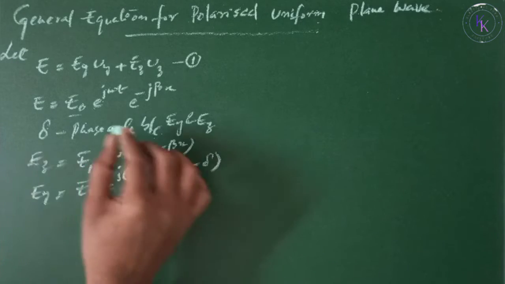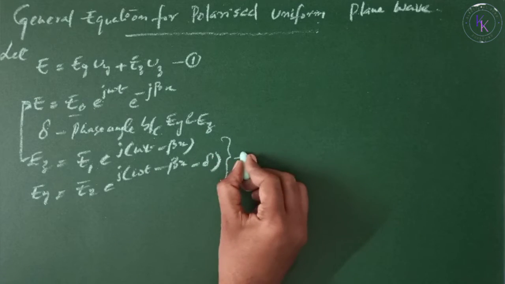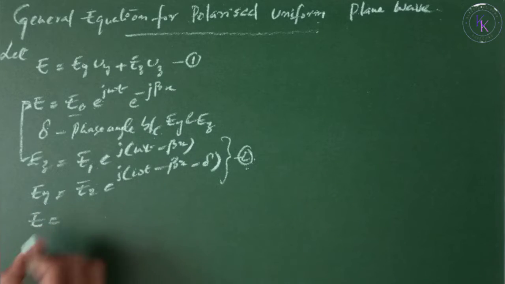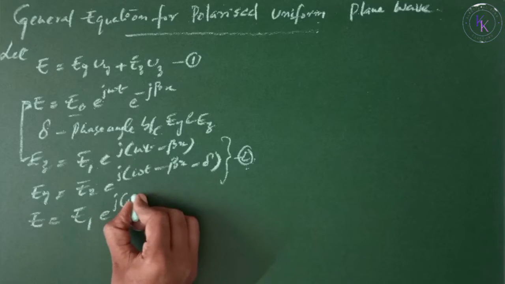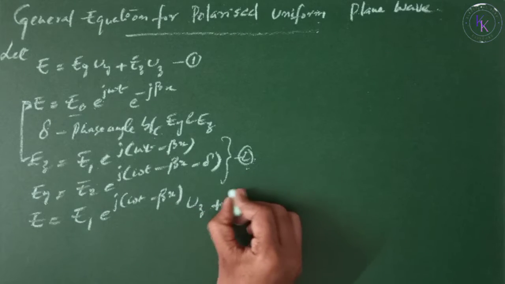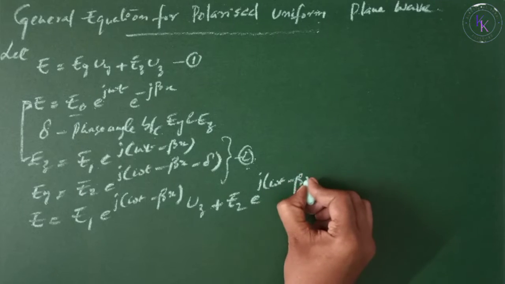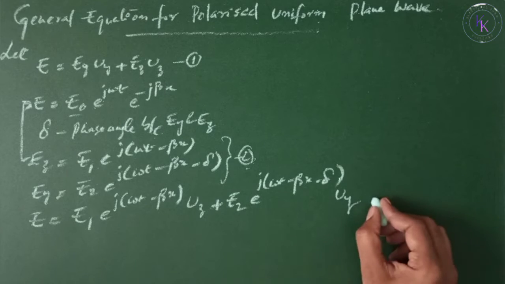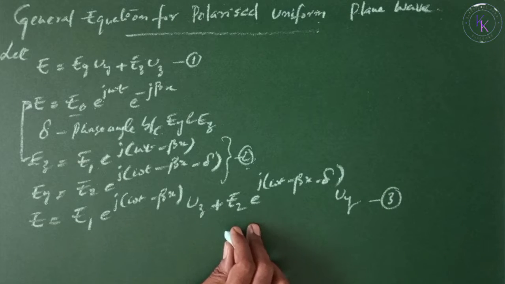And this component is derived from the above equation. Substituting these two equations, let this be number 2, in 1, we are going to get E equals E1 e to the power of j omega t minus beta x uz plus E2 e to the power of j omega t minus beta x minus delta uy. Let this be equation number 3. This equation is true for all the values of x.